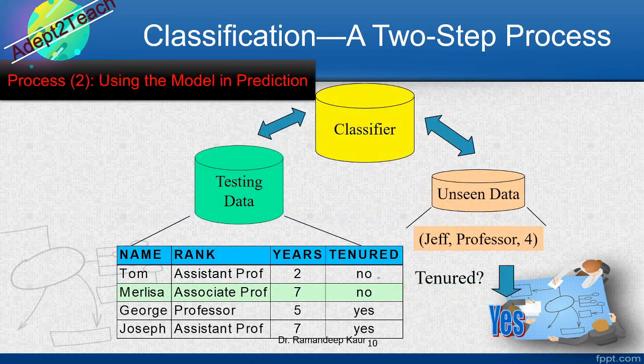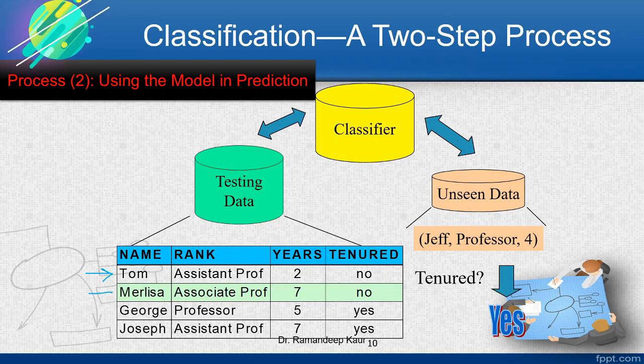So now we have kept a separate testing data which is independent of the training data. Now let's start entering the data. If the criteria says if it is a professor, then tenure should be yes. So the first entry is provided to the system. It reads it: neither is it a professor nor is the years greater than 6. So tenured has been put as no.